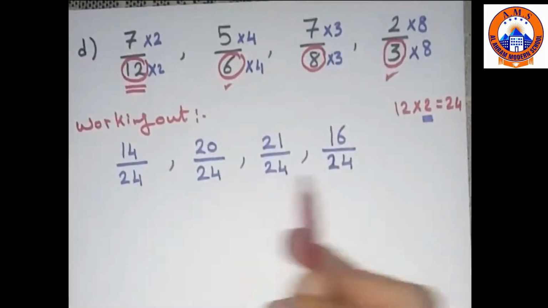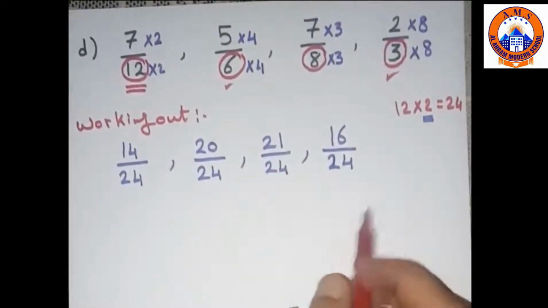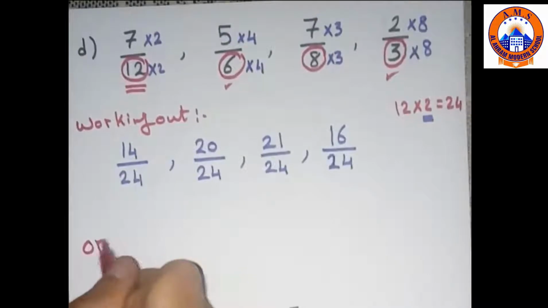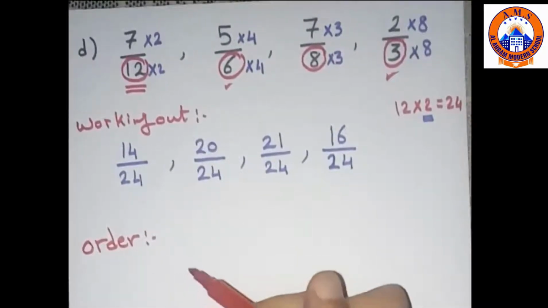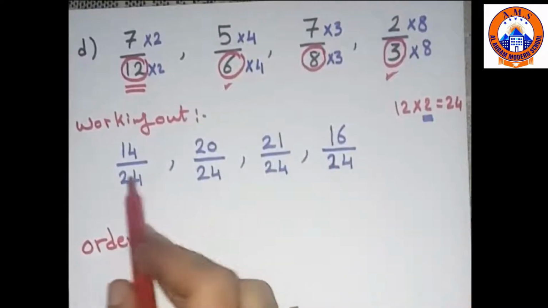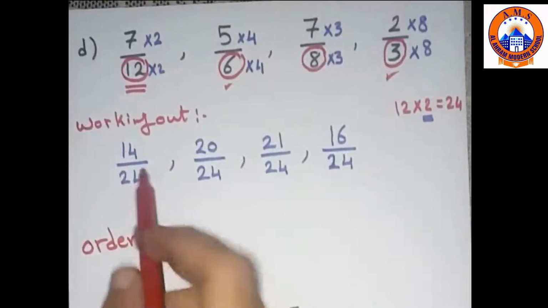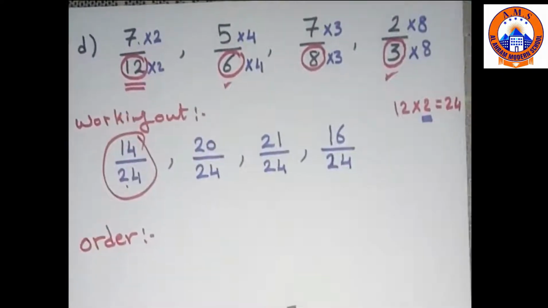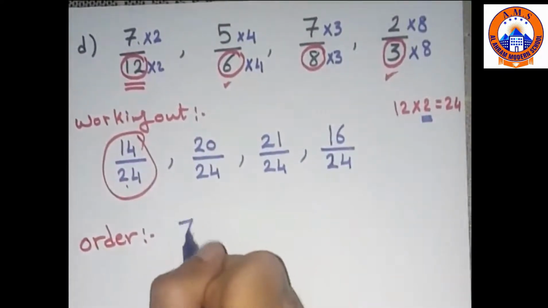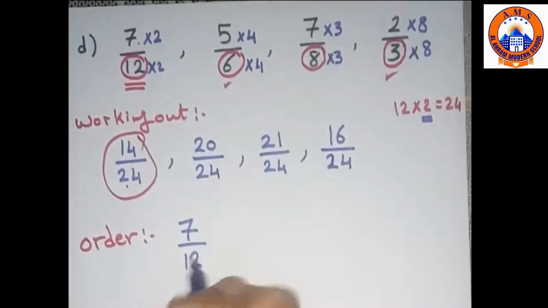Now all the following fractions have the same denominator, we are ready to make the order. And the order will be in ascending order. The smallest fraction is 14 over 24, which was 7 over 12. So first we're gonna write 7 over 12.